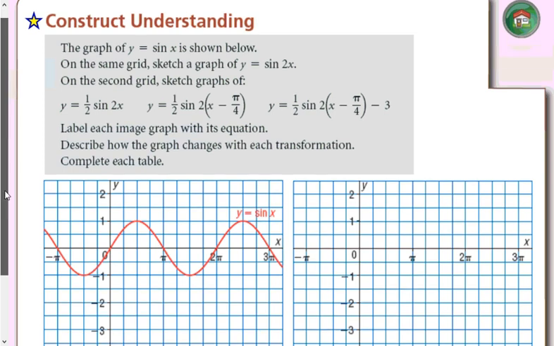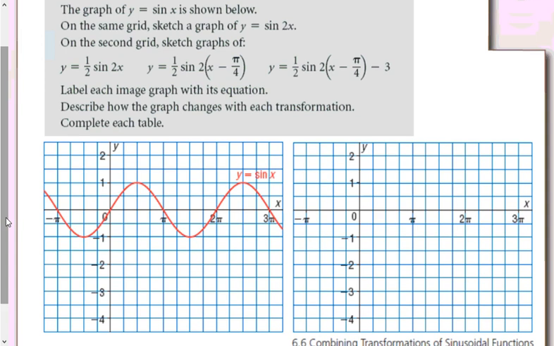And so you're going to sketch these 4 graphs, I guess. So on top of the first graph, you're going to graph y equals sine 2x. And then on the second grid, you're going to sketch the next 3 graphs. You'll notice some features carry over, and you're just adding one more transformation with each graph.